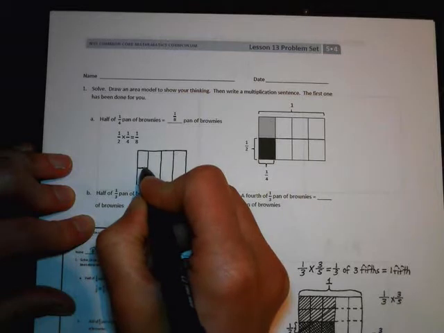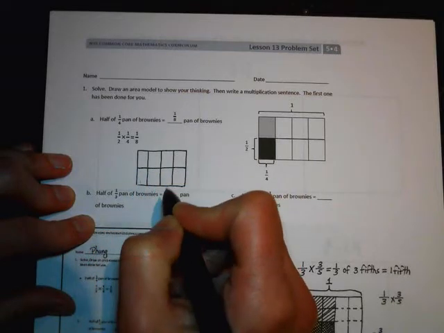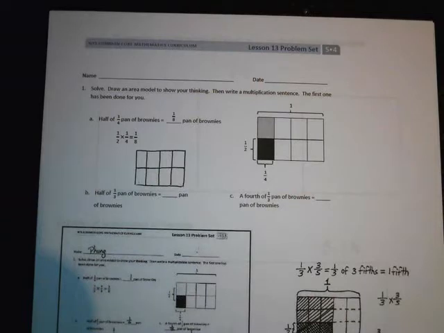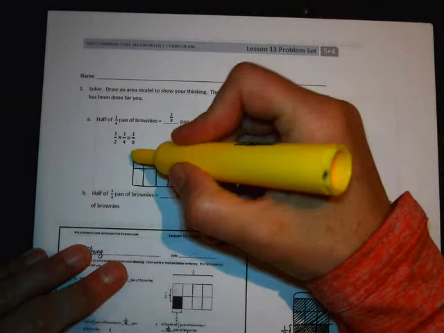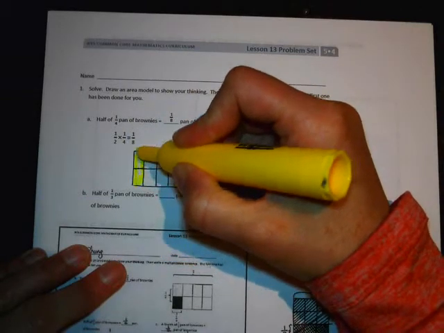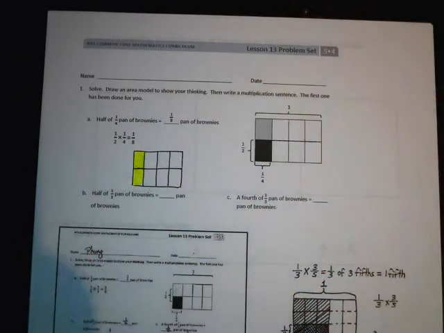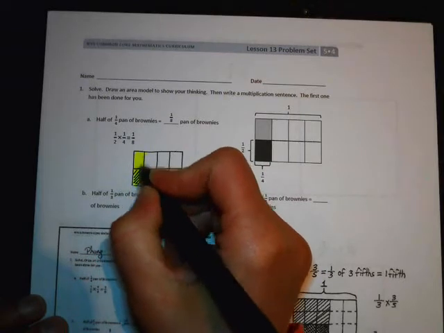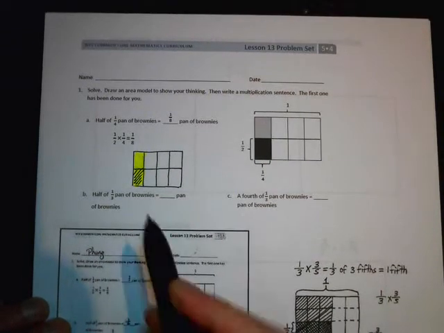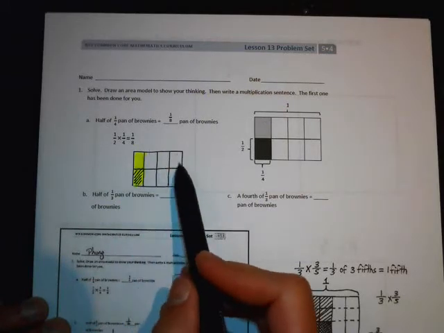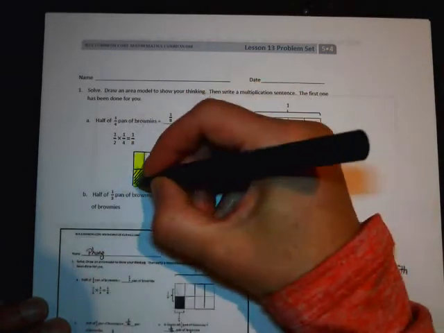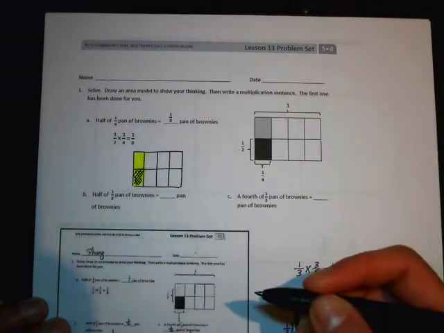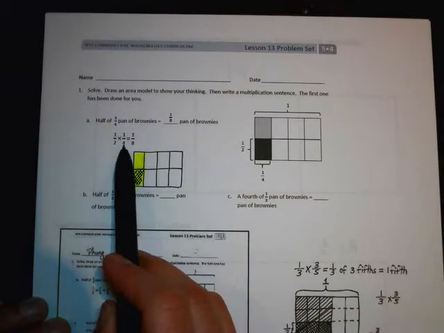If we draw these out in color, you ready? Here's my quarter that I started off with, and then I took 1/2 of that. So my answer is 1/2 of the yellow. Let's look at my full pan of brownies. I divided up my brownies into 8 pieces, and my solution is 1 of those. So 1/2 times 1/4 is 1/8, because of means multiply.